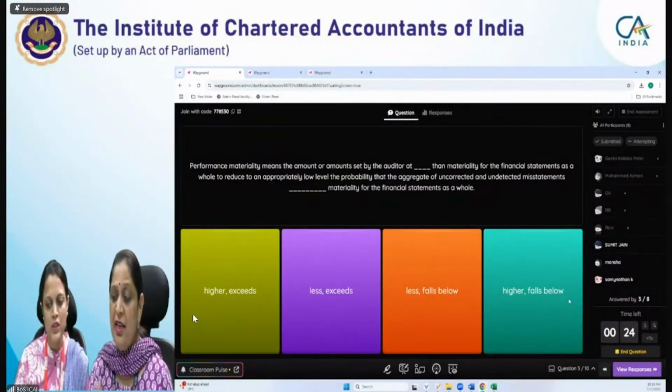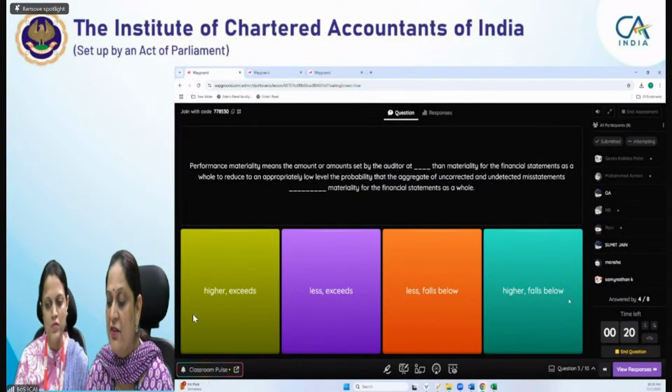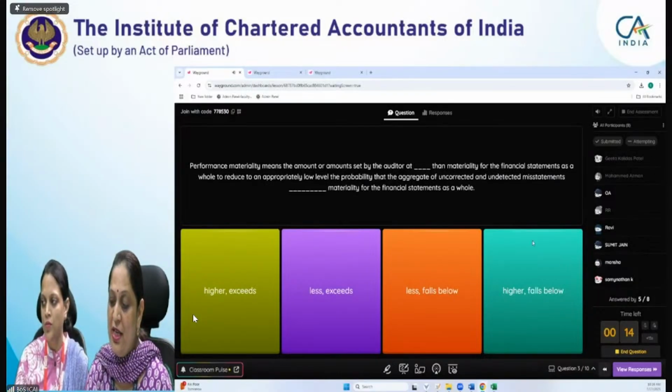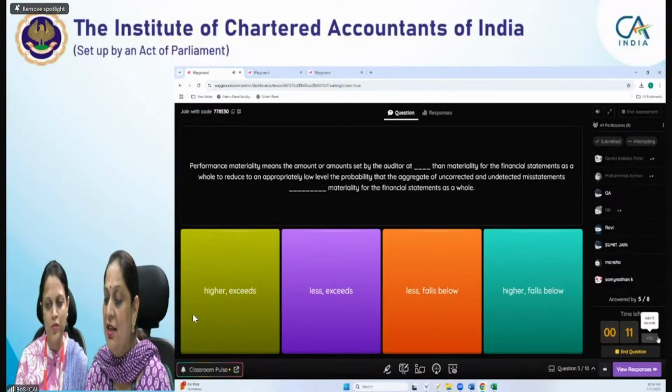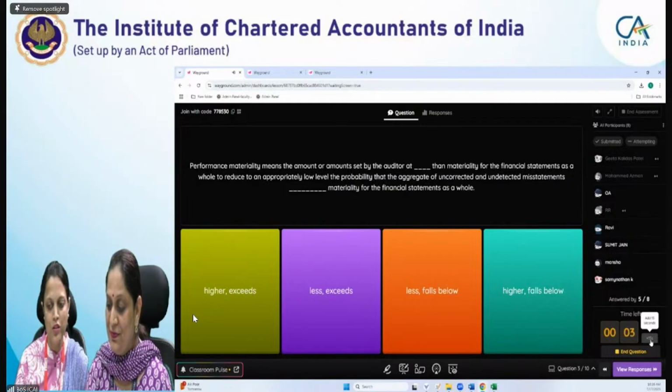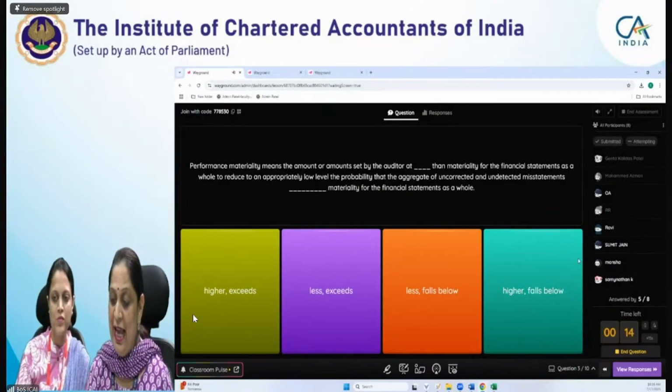Timing is running short, and till now only Sumit, Mansha, and Samyanathan have given the answer, and Omkar has also joined, I guess. He has also answered, but we are waiting for Geeta, Ravi, Mohammed. Time is going to be over. We have added time for you.